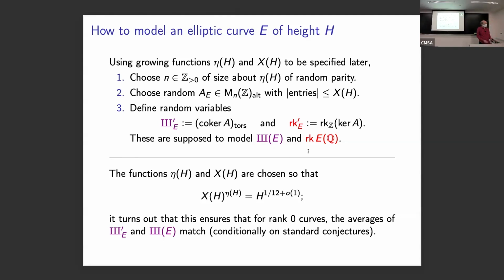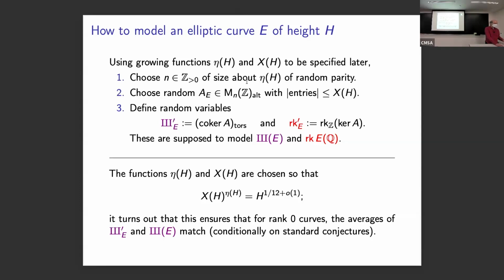And then to find out how quickly these growth functions are growing, we wanted this to grow at this rate in order to match some theorems that were known about the distribution, the average size of the actual Shafarevich-Tate group for elliptic curves. So we calibrate the model to get that, and it turns out that the right rate of growth of this function should be h to the 1/12.